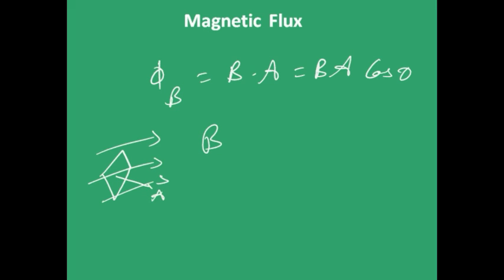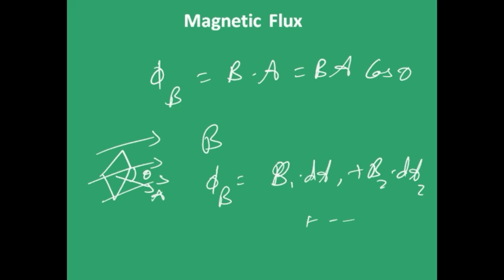If this is the area, this will be the theta, okay? And if you have some area and non-uniform magnetic field over that area, then what to do? Divide that area into smaller parts and add all the fluxes due to each individual part. That will be B1 dA1 plus B2 dA2, and so on. You can write it as sigma Bi dot dAi, where i is from 1 to n.